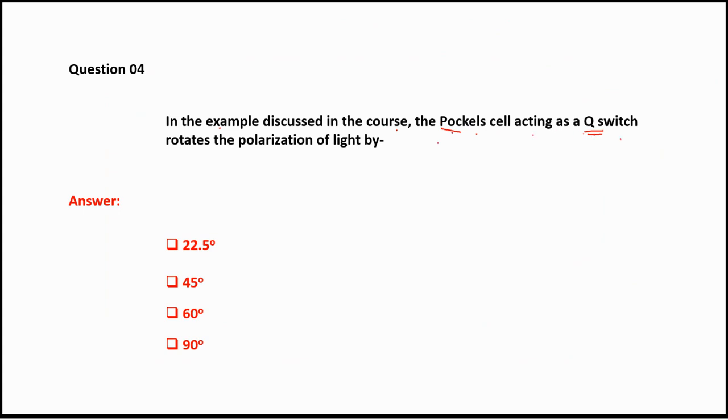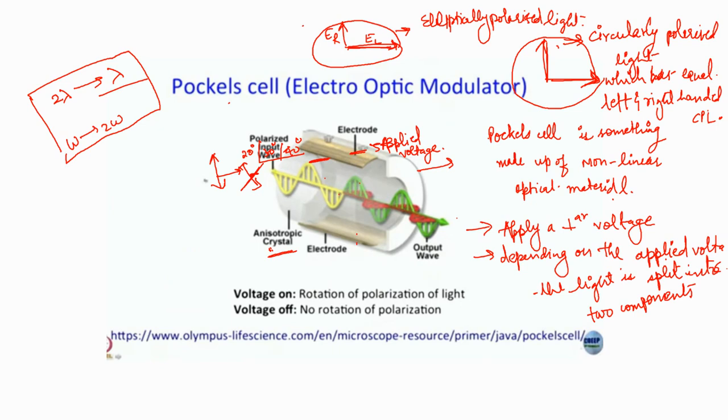Now here, in this question, the focal cell acting as a Q switch rotates the polarized light. Now what is this Q switch? This we will also be discussing. Got it? What is the focal cell? The focal cell is an electro-optic modulator. An electro-optic modulator is something that changes the polarization of the light that passes through.